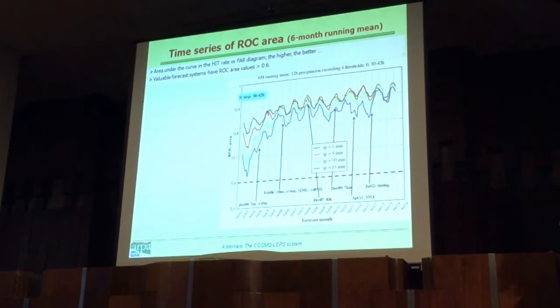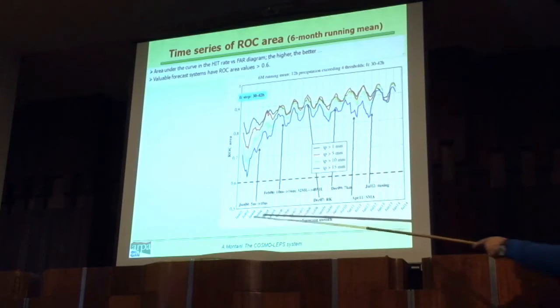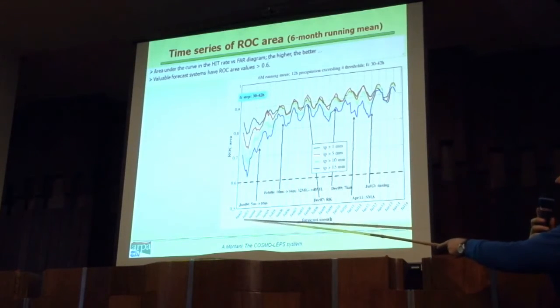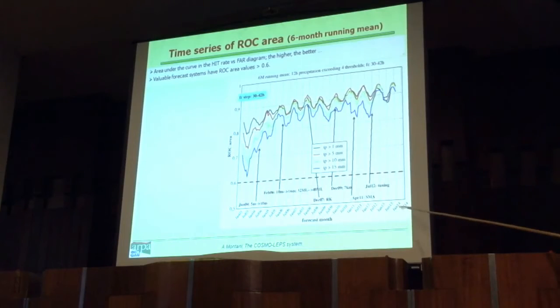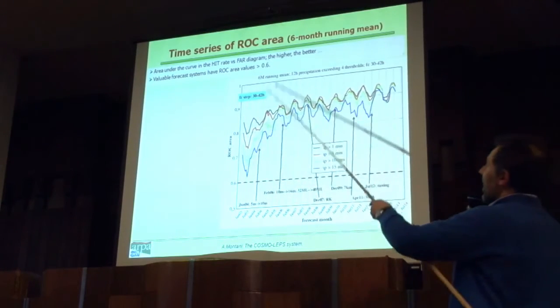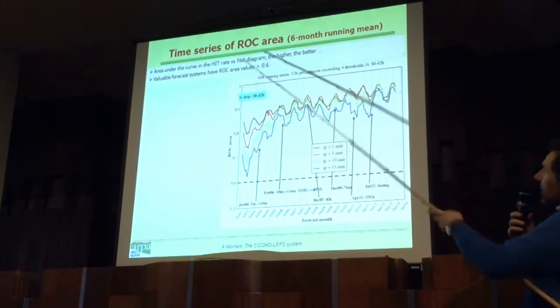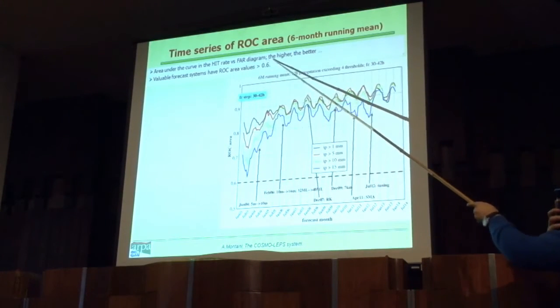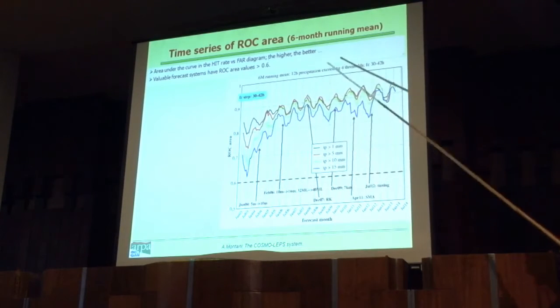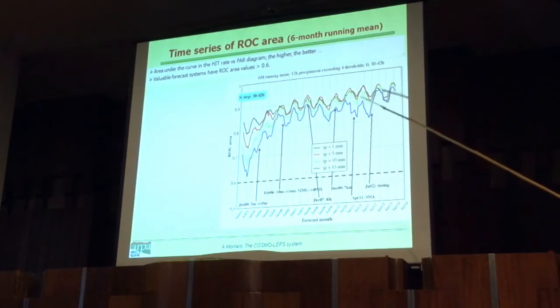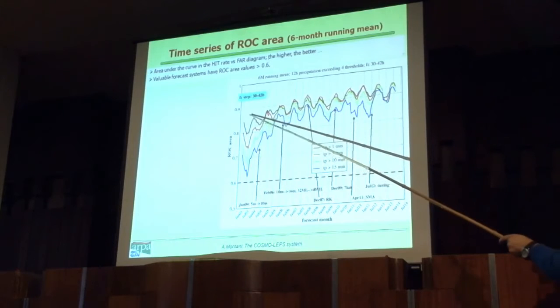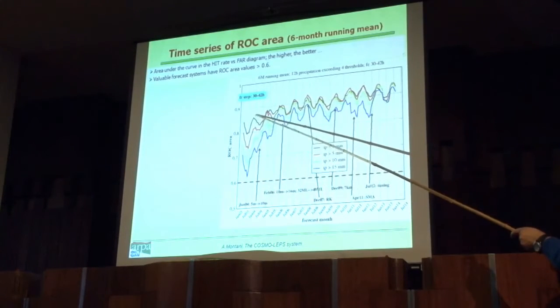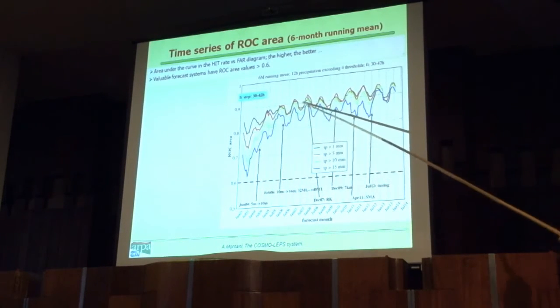On the x-axis, I have the month, January 2003, July 2003, up to July 2014. On the y-axis, I have the value of the score, the ROC area, which is the area under the hit rate versus the false alarm rate diagram. The higher, the better. And I have 4 lines on this score, which tells you how the skill of the system improved in terms of 4 events. The black line tells me how the skill in predicting precipitation above 1 millimeter changed over the years.